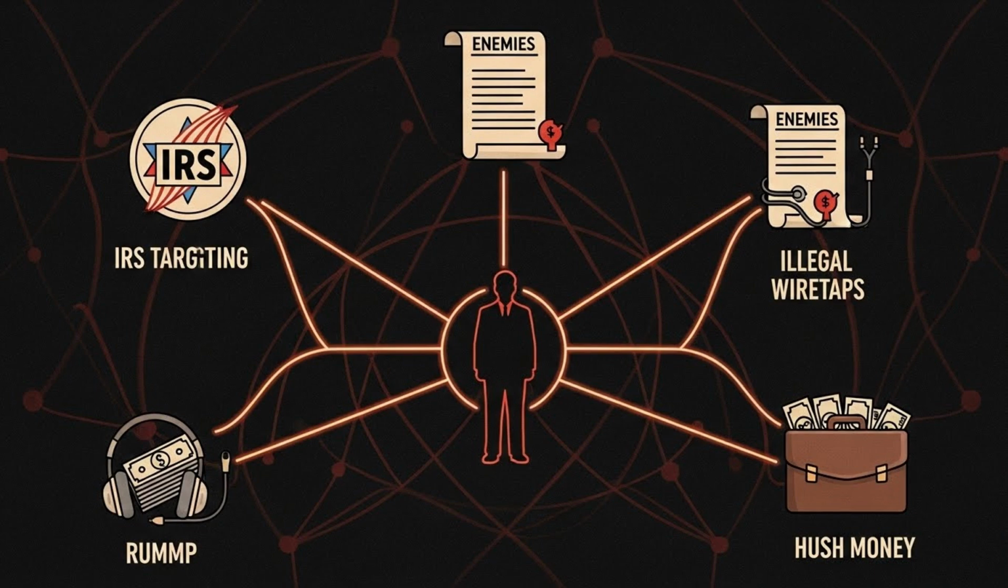Nixon had used the IRS to target political enemies, had maintained an enemies list, and had approved illegal wiretaps. His administration saw dozens of officials convicted of crimes. The scandal devastated public trust in government at a level not seen since. Nixon's decision to cover up rather than come clean transformed a scandal into a constitutional crisis.